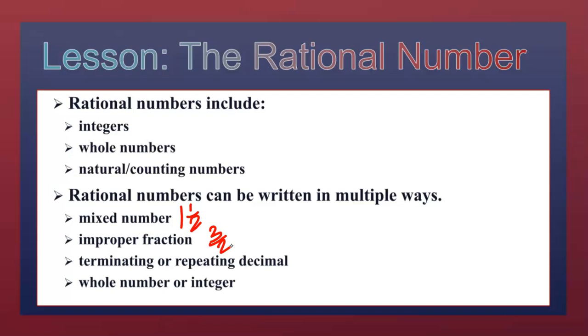A terminating decimal is one that ends. So an example would be 0.5. And a repeating decimal would be like 1.3 repeating. The 3 repeats, so that's 1.333 to infinity. And we have whole numbers or integers. So an example would be 4. 4 can be written as 4 over 1. So that's why it can be considered a rational number. We just write it as 4 because 4 divided by 1 is 4.